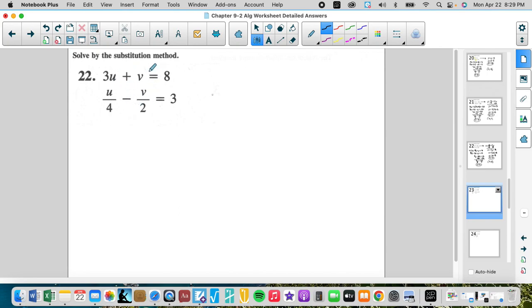So the question is, do I want to substitute into the numerators, or do I want to deal with this and substitute back into a regular one? I'm going to take the harder of the two roads. So if we have u over 4 minus v over 2 equals 3, you know how we get rid of these variables? Multiply by the common denominator. So I'm going to multiply everything by 4.